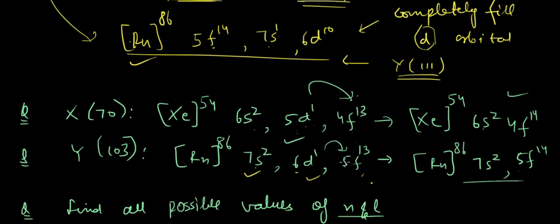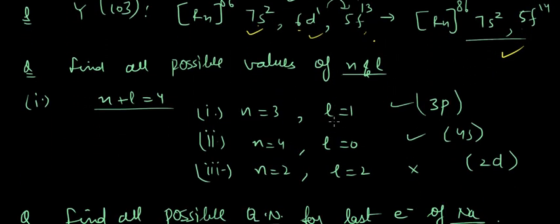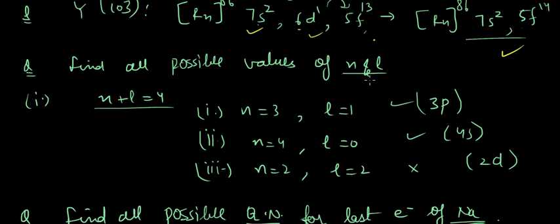Why? Because the 5f orbital is just lacking one electron in getting a completely filled f subshell. Hence it will take the electron from the next higher energy level, which is 6d, to get this configuration.